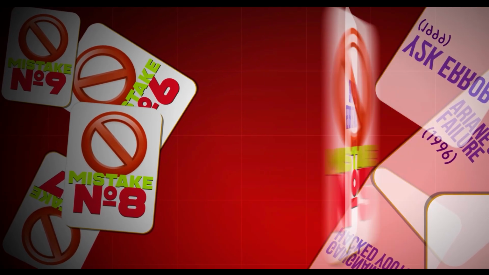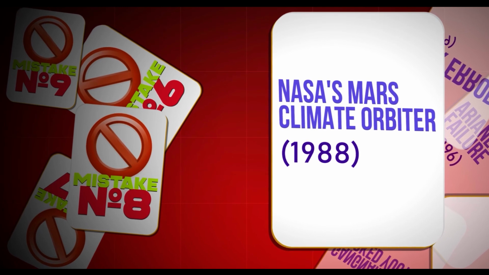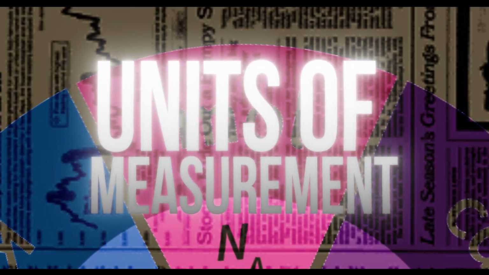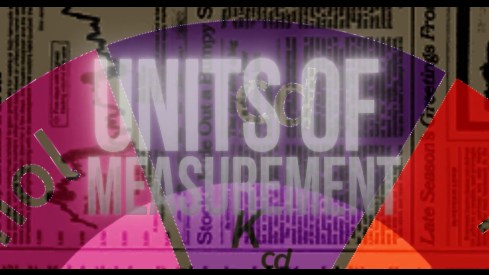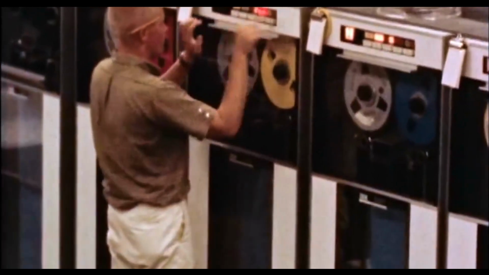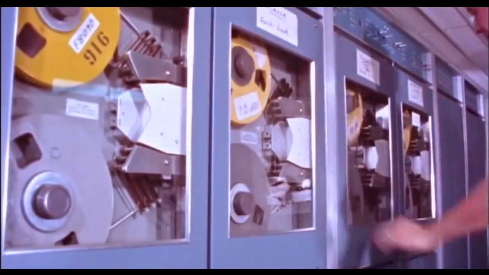5. NASA's Mars Climate Orbiter, 1998. Due to different units of measurement, the Mars Climate Orbiter was destroyed after a 286-day journey from Earth. The $125 million project was intended to study the Martian surface and climate. Communication broke down and the orbiter entered the atmosphere of Mars at the wrong angle rather than entering the planet's orbit.